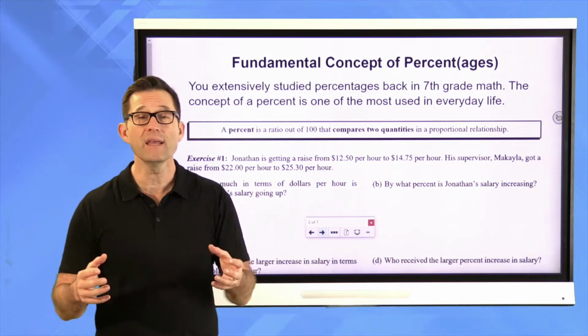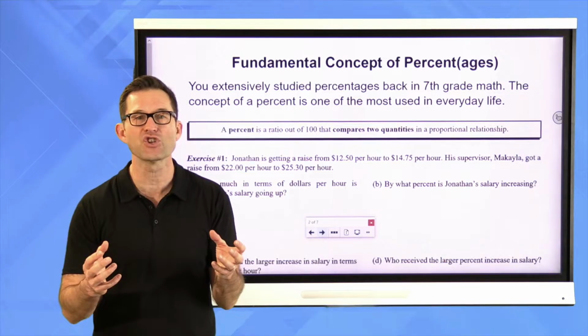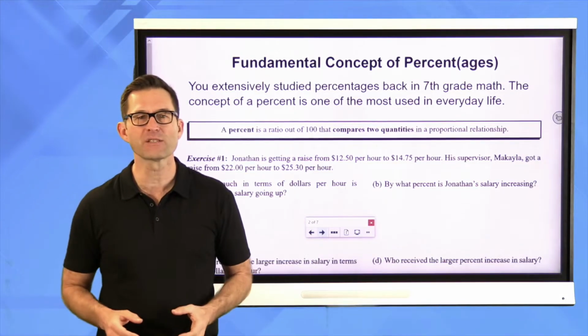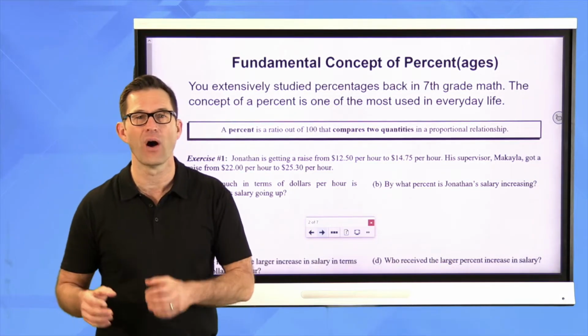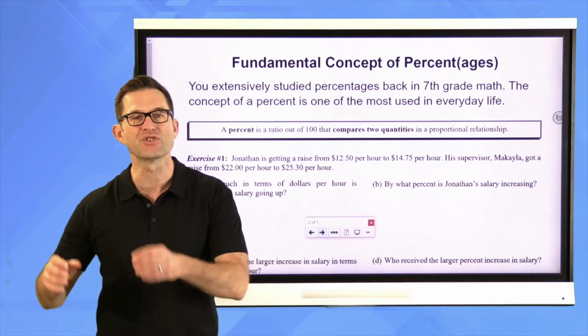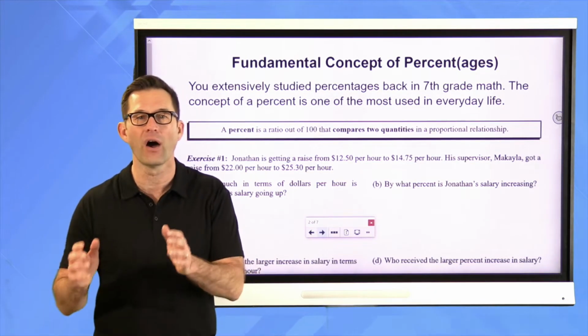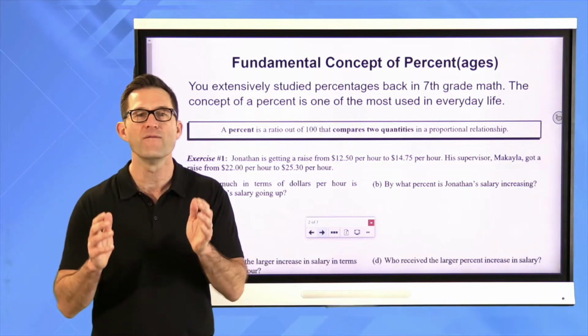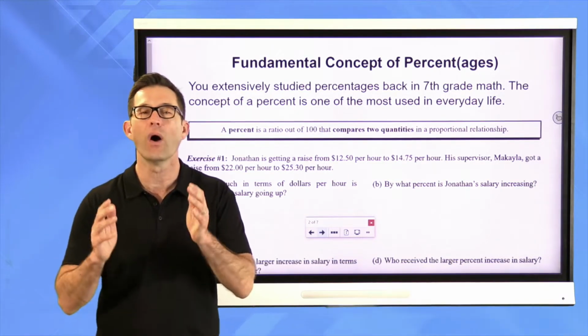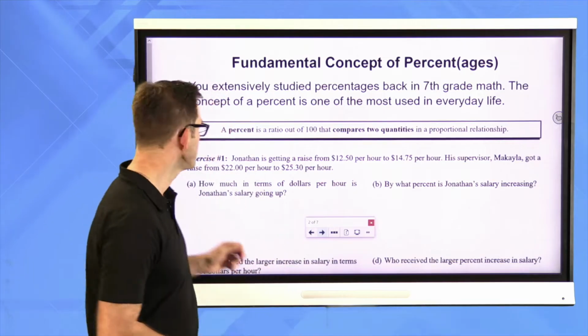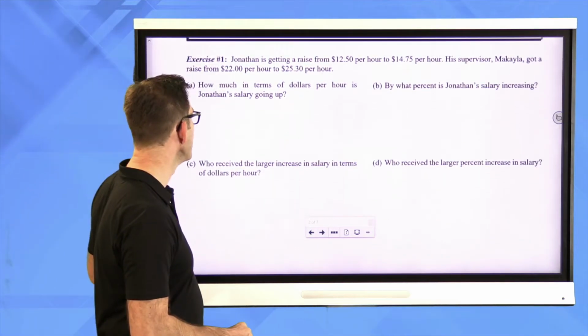A percentage is really just a fraction out of 100. 56% is 56 out of 100. 22% is 22 out of 100. 3% is 3 out of 100. It is so very important that you understand that idea. That being said, let's jump right into problem number 1.